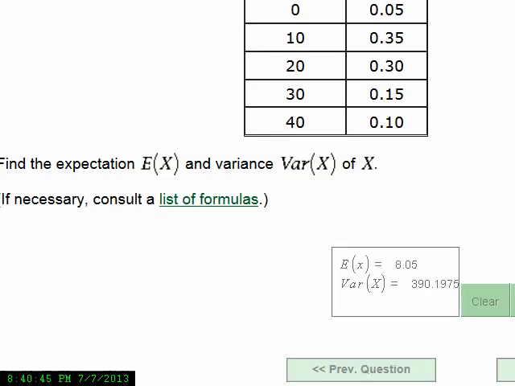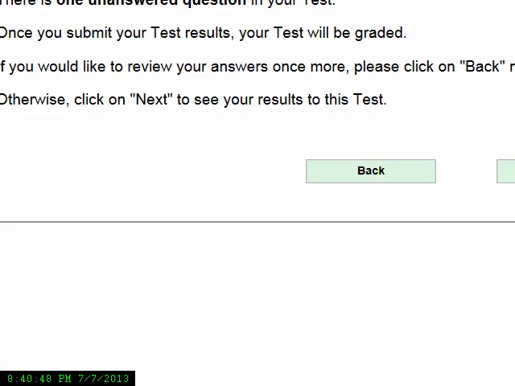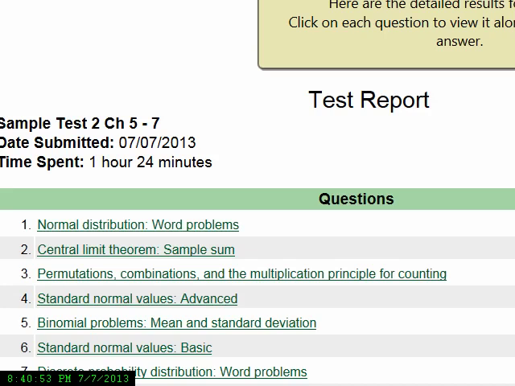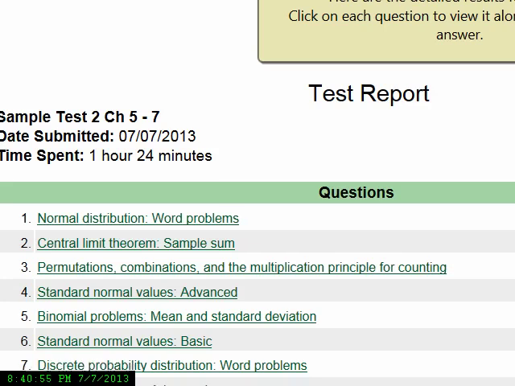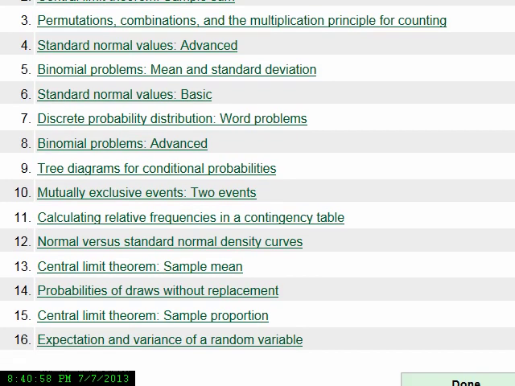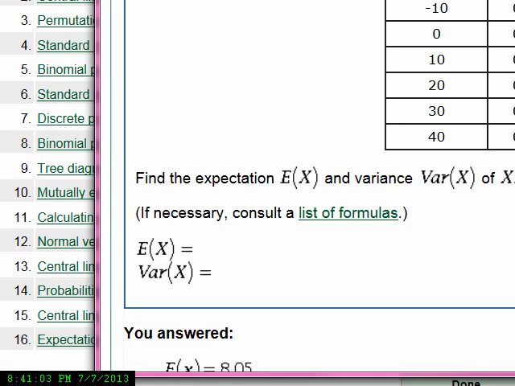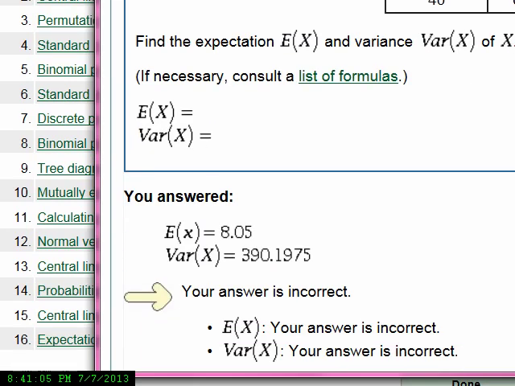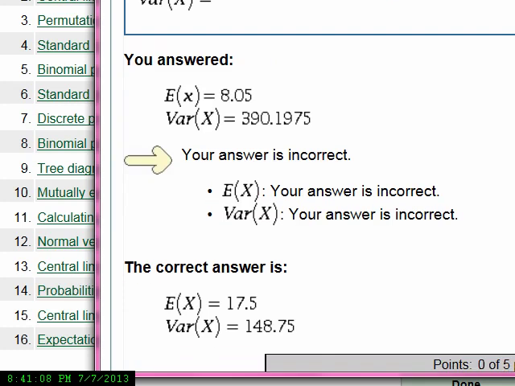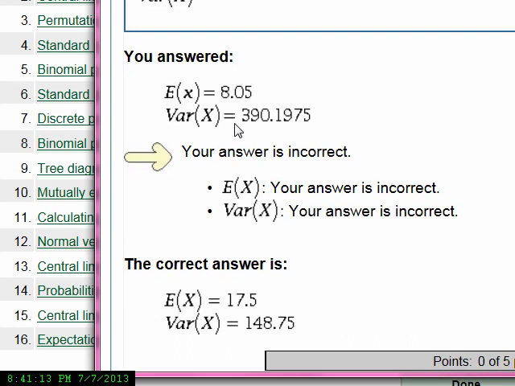Submit the test! Okay, let's see how I did. Oh, shut up. I missed the variance. What the heck did I do? I think that first one's wrong. I don't know what I did wrong. But because I messed this up, if you take this and add 8.05 squared to it and subtract 17.5, I bet we got it right.